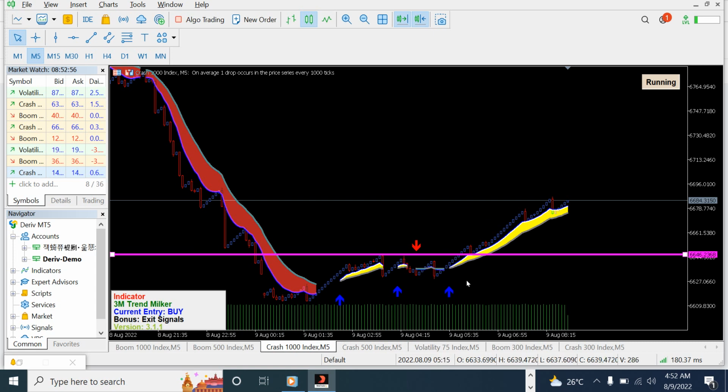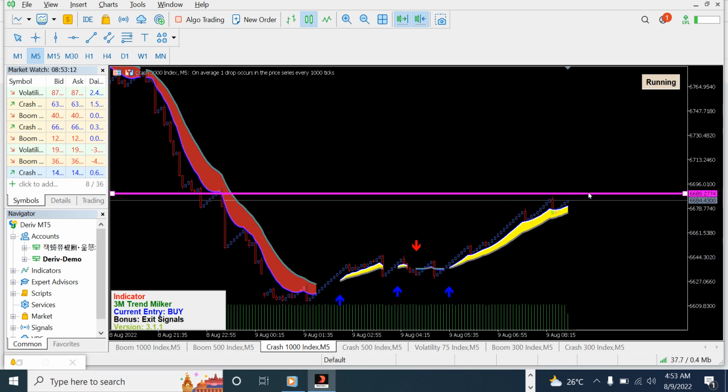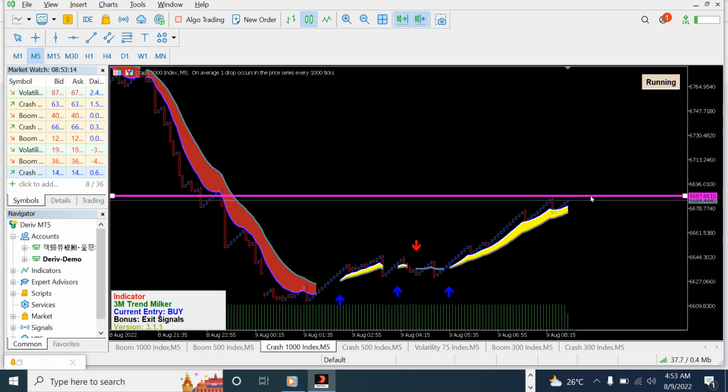Okay, but for Crash 1000, it is giving me a very good signal. It just came out from this ranging area and it has been going up, it just needs to break out from here. So this is more of a buying opportunity than a selling opportunity. Once it goes a little above this particular candle, I will be placing a buy order and it will continue from there.